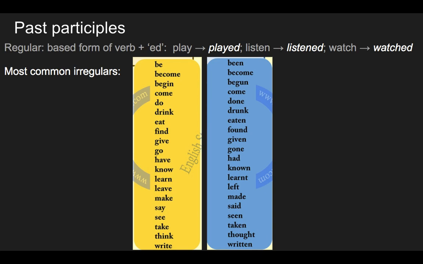Make, made, say, said. See, seen. It's a bit like watched. Take, taken. Write, written. Yeah? So, Gabriel Garcia Marquez wrote 100 Years of Solitude. Active voice. Past passive voice: 100 Years of Solitude was written by Gabriel Garcia Marquez.